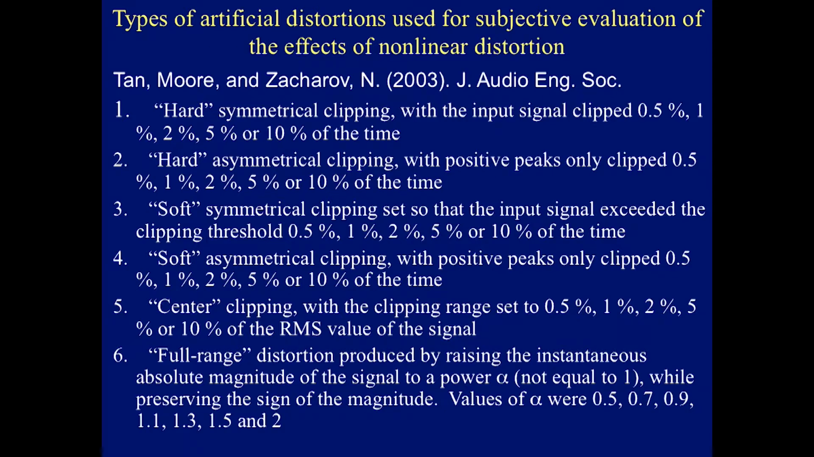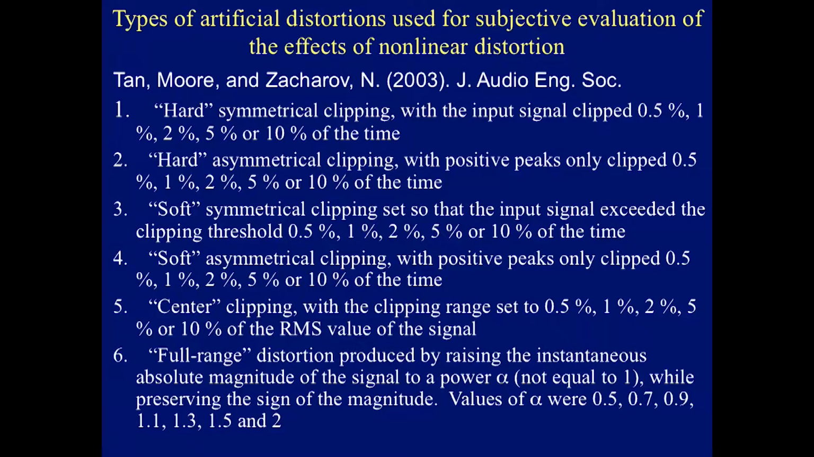So one type of distortion was just hard symmetrical clipping, where you basically flatten the tops and bottoms of the waves. And you can get this in amplifiers if you overdrive them. Hard asymmetrical clipping, where you clip the positive peaks only. Soft symmetrical clipping. This is the kind of distortion that can occur in valve amplifiers, which some people actually like. Guitar players like the soft distortion produced by valve or vacuum tube amplifiers, but generally it's producing distortion which has undesired effects. Center clipping can occur in some badly adjusted transistor amplifiers.